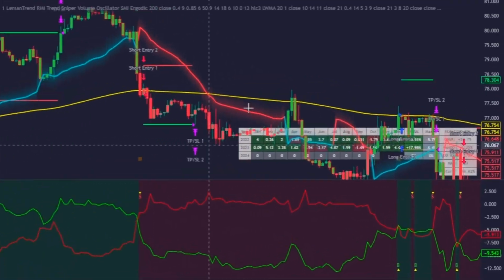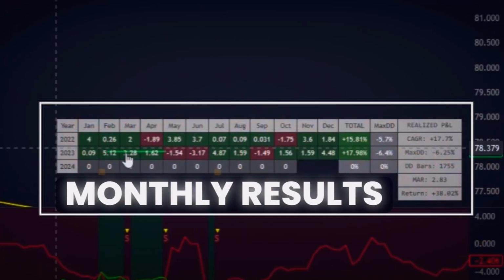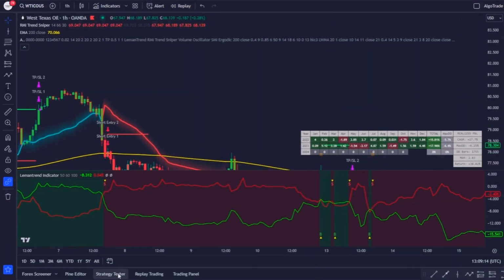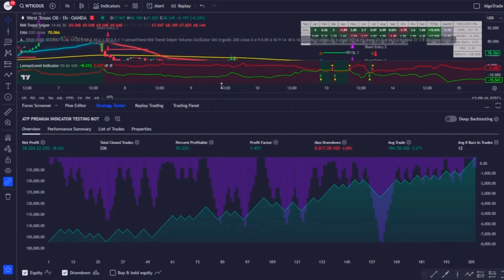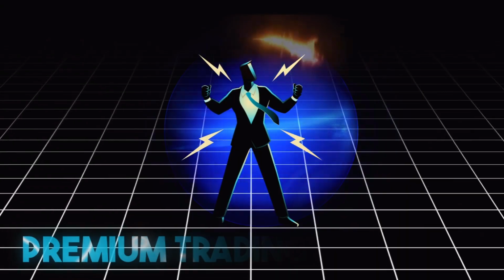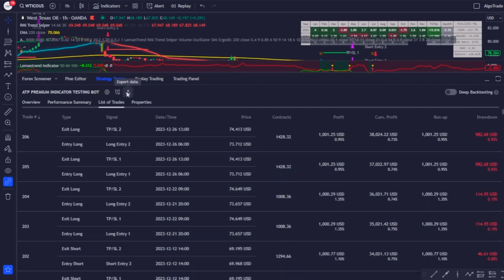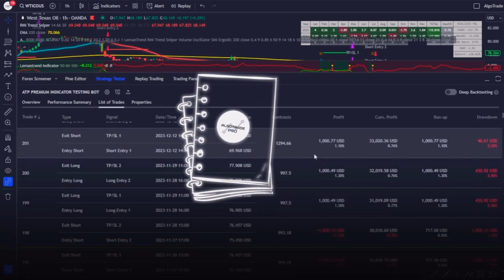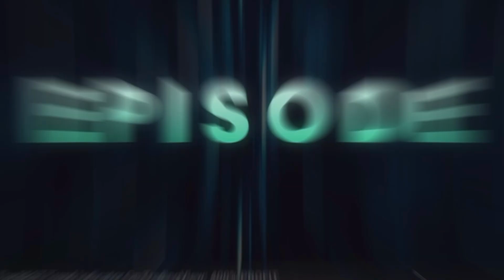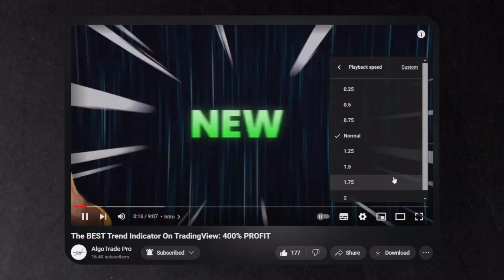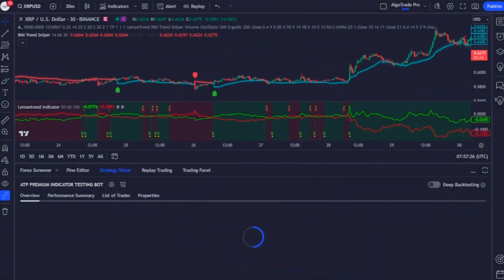Besides that, it also provides the monthly results here in this table and the overall statistics for each asset in the Strategy Tester tab. And since I have the premium TradingView plan, I can download all the trades the bot executes, which I will use to create the trading journals. I will speed up this part of the video, but you can slow it down in the YouTube settings. I'll see you in a minute.